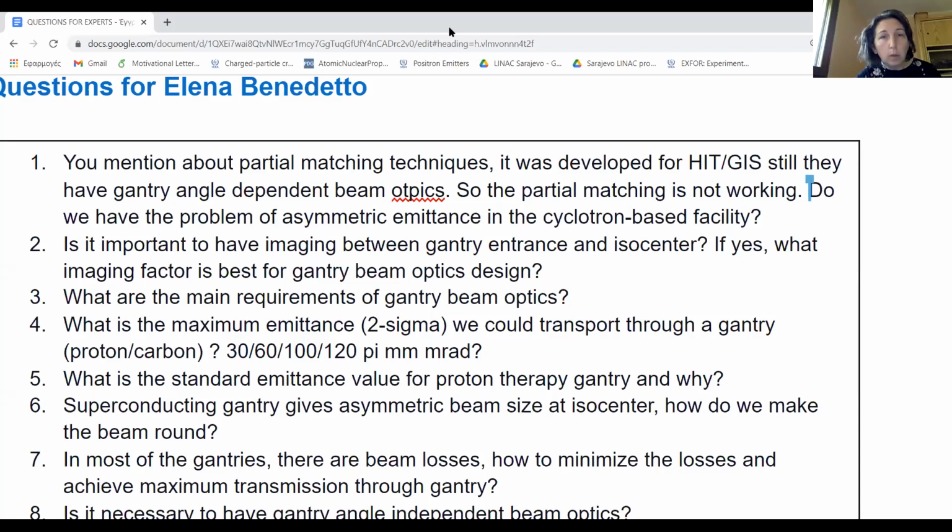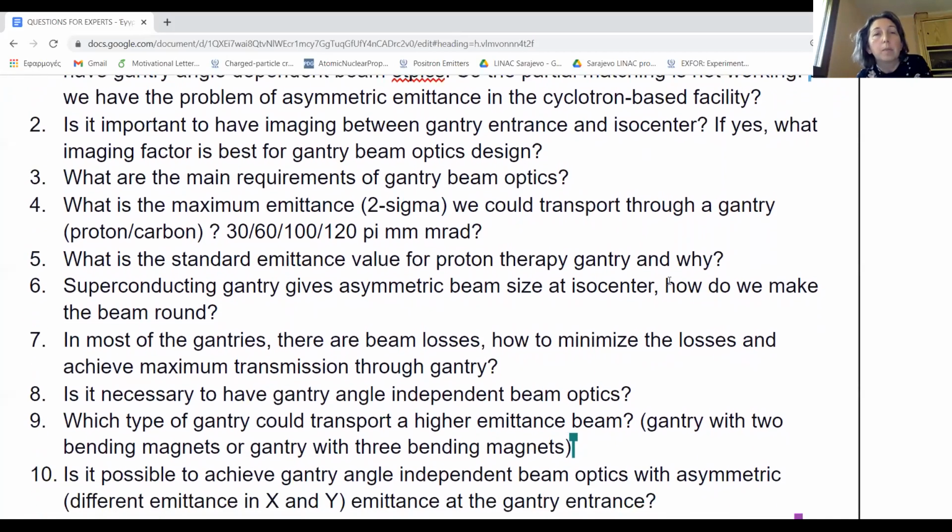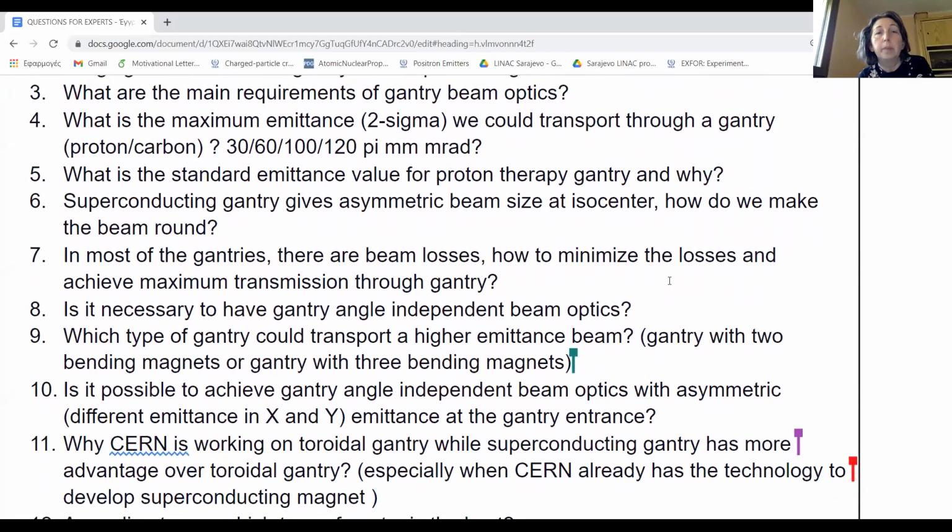What are the main requirements of gantry beam optics? I didn't go into too much detail about that, but I showed you that the dispersion must be zero at the patient, and the entire system should be achromatic. And then there is this imaging condition, from the beginning to the end of the gantry. I see that we still have a lot of questions, so maybe I can come back to go further on that, but let me reply to all the others.